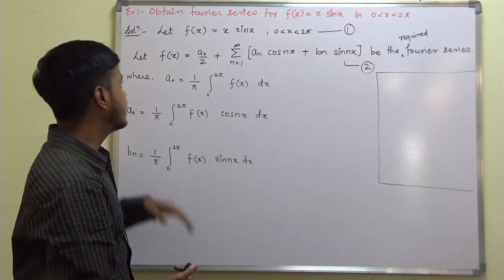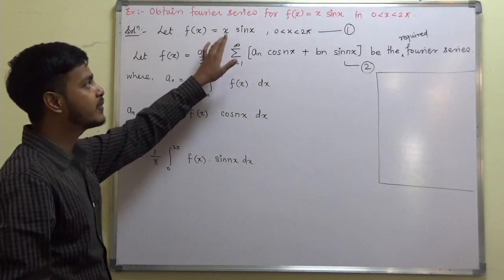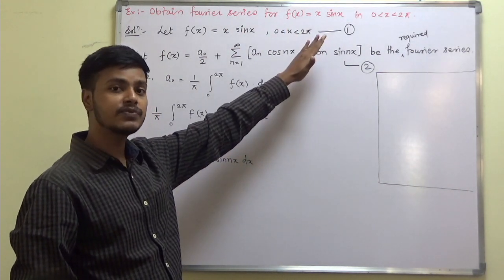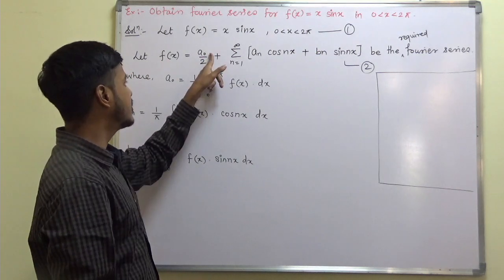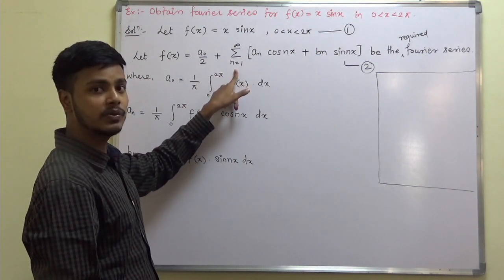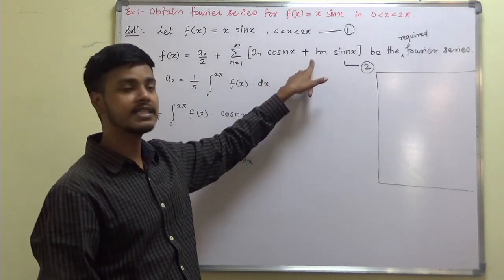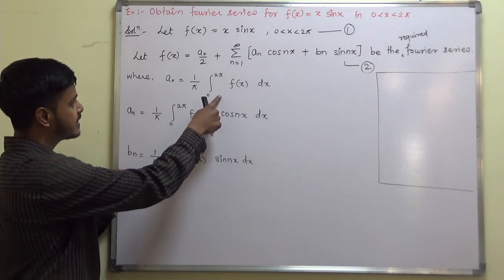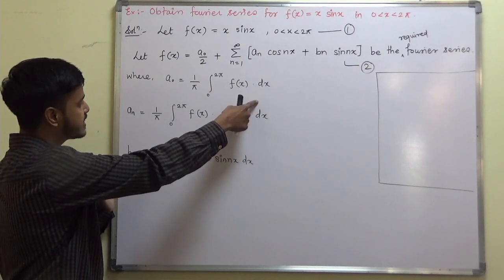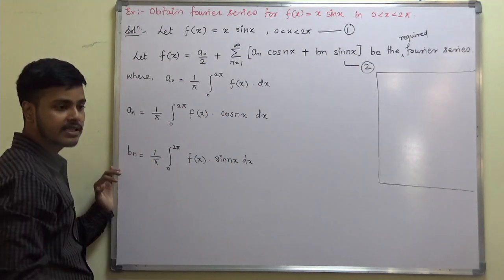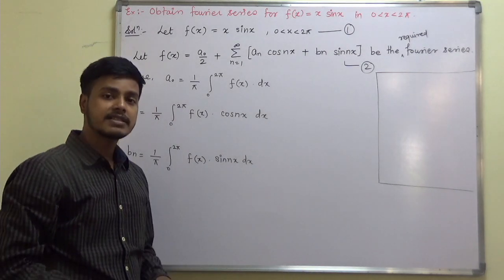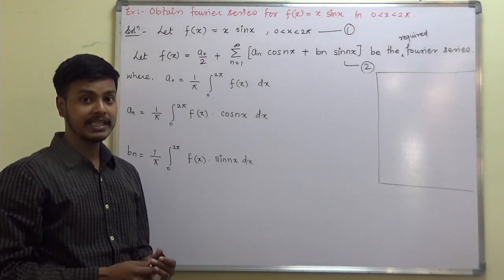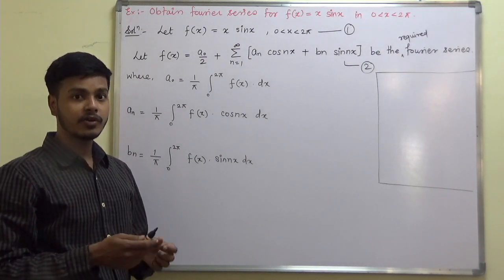As usual, we start with: let f of x equal x sin x, 0 less than x less than 2 pi. What would be the required Fourier series for this function? f of x is equal to a0 by 2 plus the summation n equal to 1 to infinity of an cos nx plus bn sin nx, where a0 is 1 by pi integral 0 to 2 pi f of x dx, and an and bn are as discussed in the last learning video. The only thing is the calculation is going to be complicated and somewhat tedious.